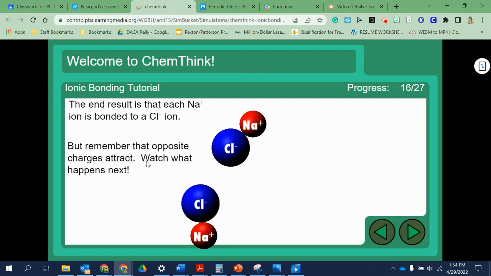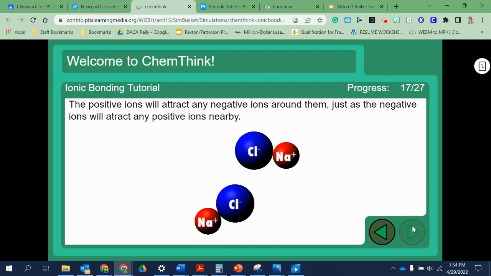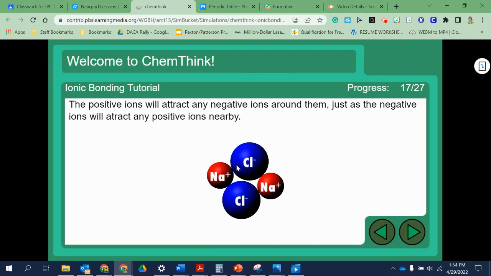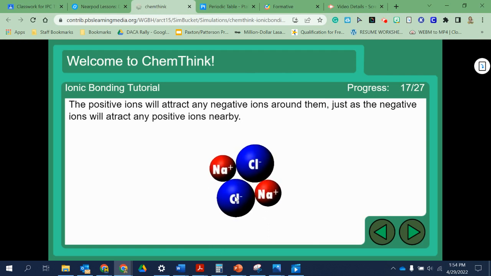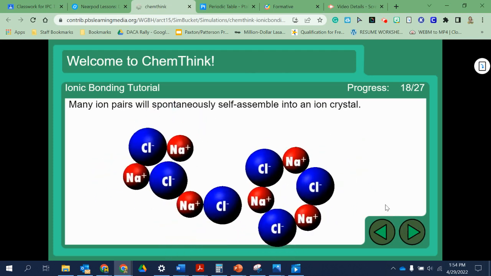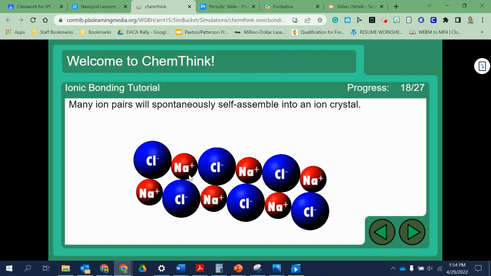But remember what opposite charges do, right? They attract. So look at this. The positive ions attract with any negative ions, just as the negative ions are going to attract with any positive ions. See, now they've attracted with each other, the plus with the minus, this plus with the minus, and when there are more of them together, look what happens. All the positives are connecting with all the negatives, and all the negatives with the positives, and that's how they are throughout this molecule.